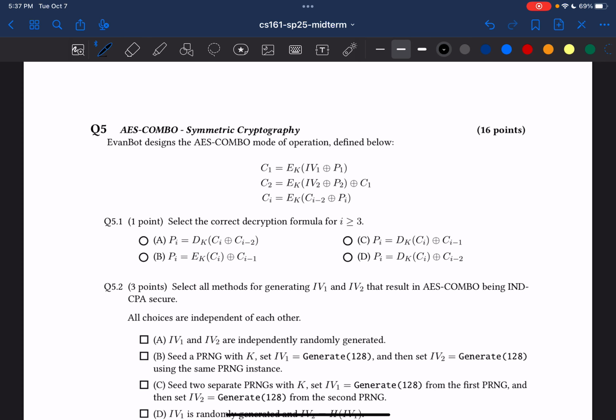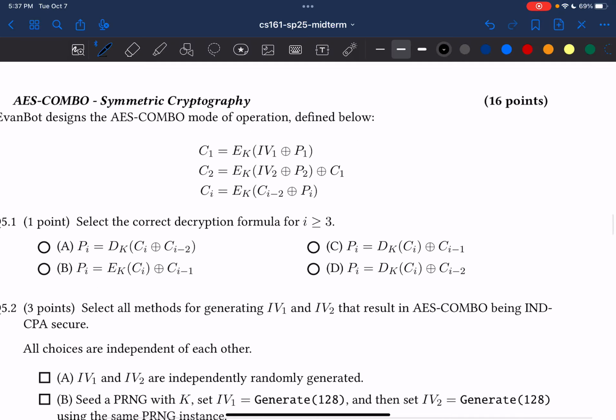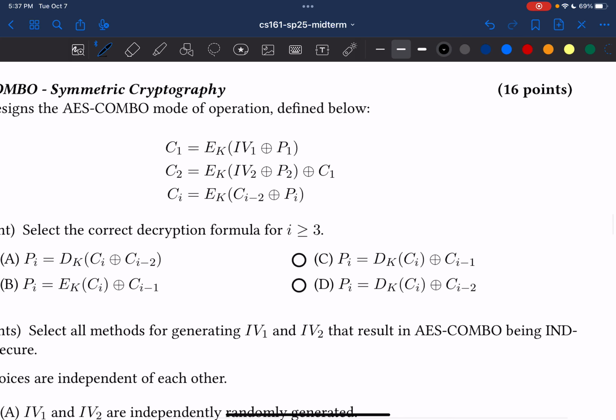For questions like these, I think it's a lot easier to think about them once we've defined all of the decryption formulas. So let's do it for all the values of i instead of just i greater than or equal to 3. First we can find the decryption value for P1. We know that it's just decrypting C1. By decrypting C1, we get the inside of this encryption, which is IV1 XORed with P1. And so we can just XOR this with IV1, and that should give us P1.